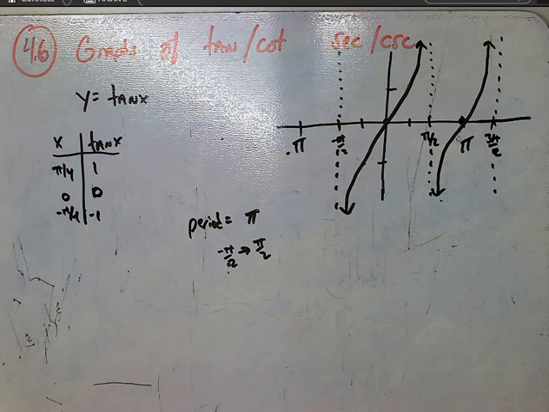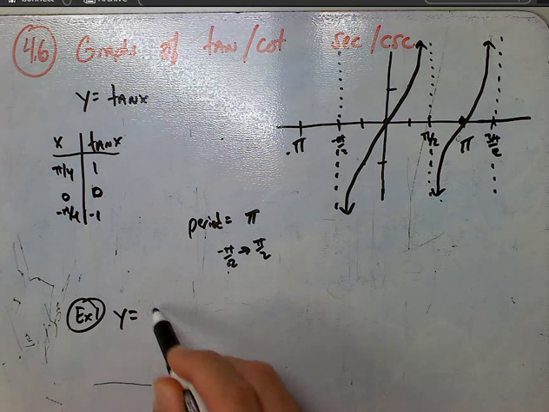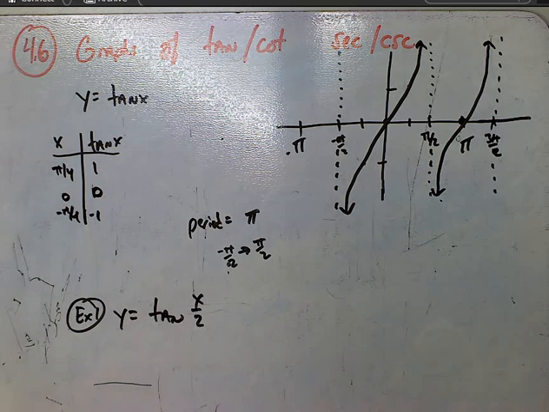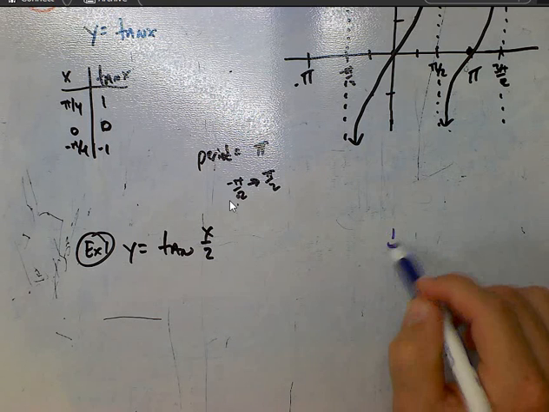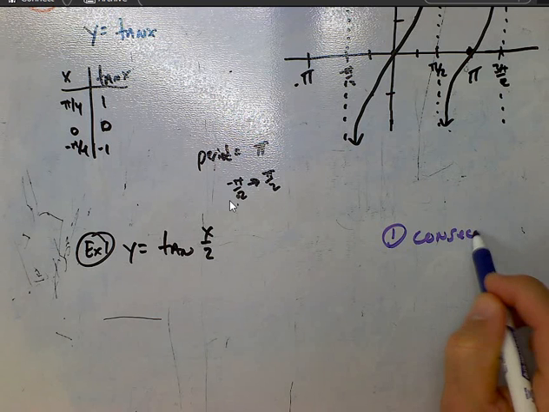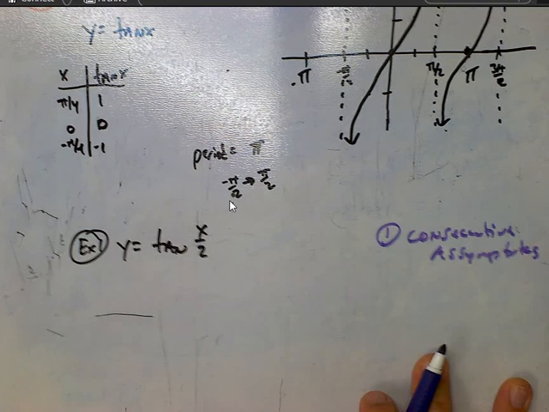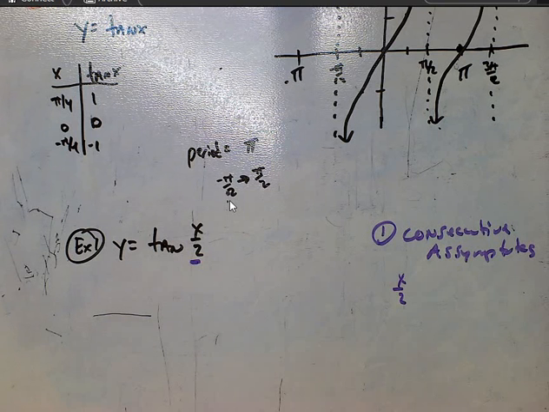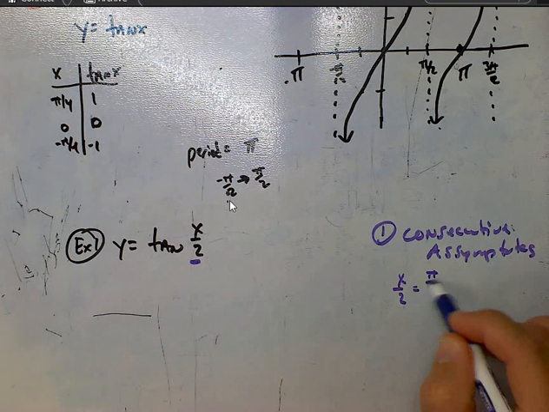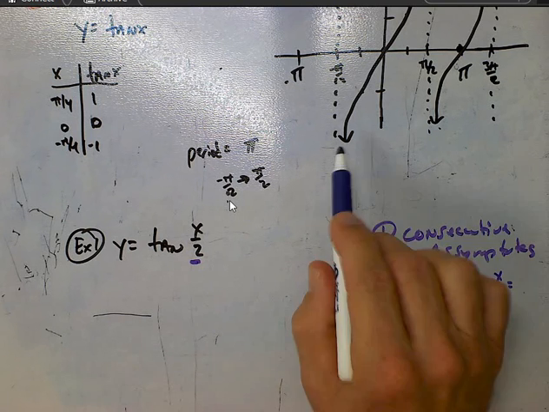Okay. For example number 1, it wants us to graph y equals the tangent of x over 2. So the changes that we have are pretty simple. The first step when you're graphing a tangent is to find consecutive asymptotes. To do this, I'm going to take whatever's with the x. This time it's x over 2. And I'm going to set that equal to pi over 2, because that was the asymptote here on this side. And I'm also going to set that equal to negative pi over 2, because that's the asymptote there.